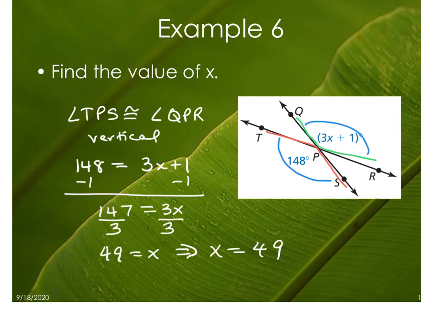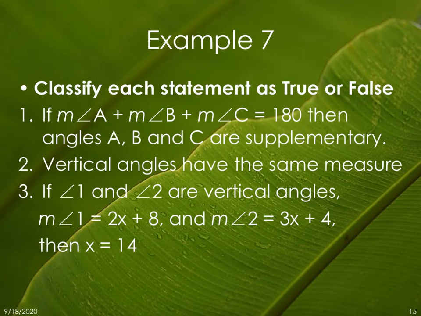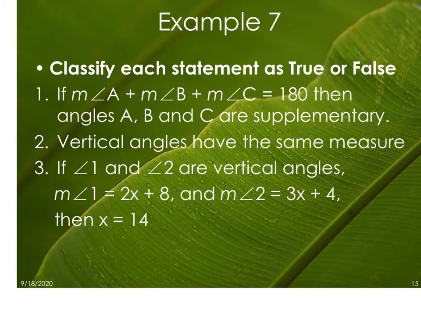The last slide has 3 true-false questions. So we'll go ahead and try those. If it ever says solve for x, all you're really doing is this, and applying that theorem. So the first one, it wants me to classify the statement as true or false. If the measure of angle A plus the measure of angle B plus the measure of angle C equal 180, then angles A, B, and C are supplementary. True or false?